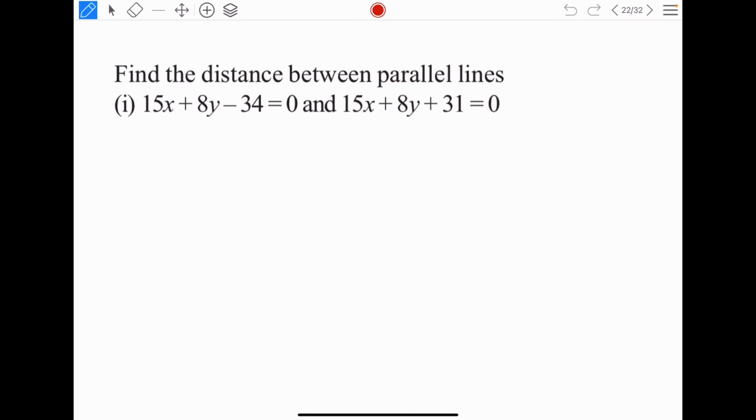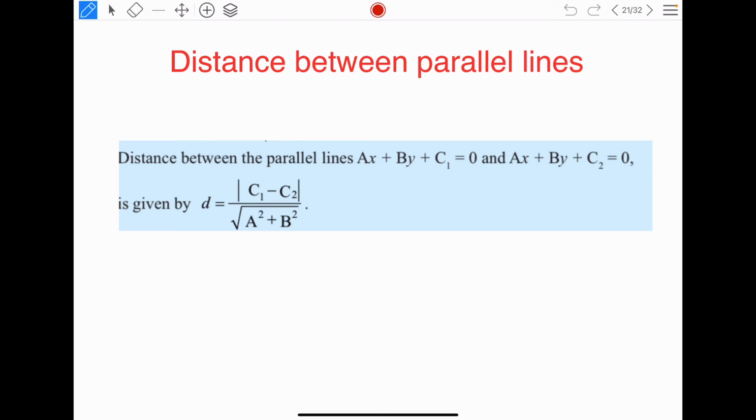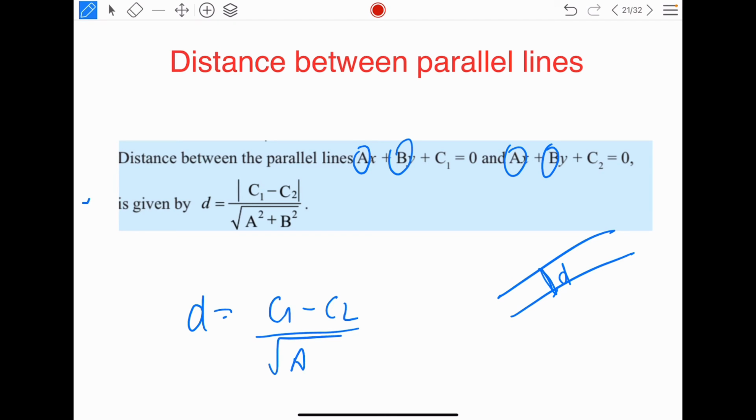Now moving to the next point, distance between parallel lines. Whenever two lines are given, first you try to understand whether they are parallel or not. If they are parallel, your a1 by b1 ratio and a2 by b2 ratio will be the same. If they are parallel, what is the formula for the distance between them? Suppose I have two parallel lines like this. How to get this distance d? The formula is d is equal to mod of c1 minus c2 upon under root a square plus b square. The mod is there because distance is always positive. Distance can never be negative.